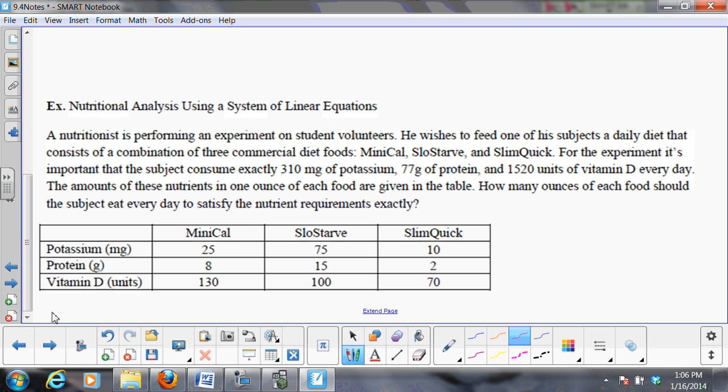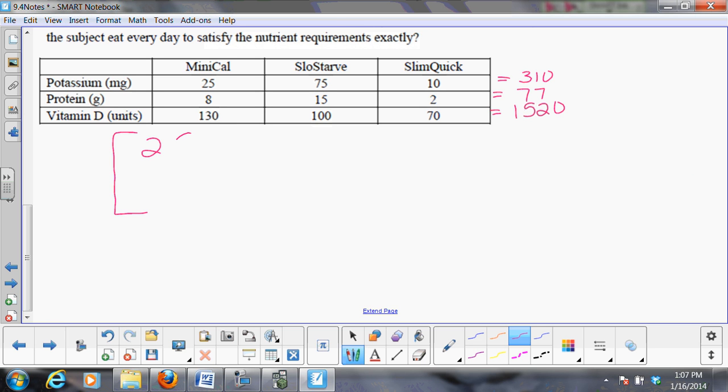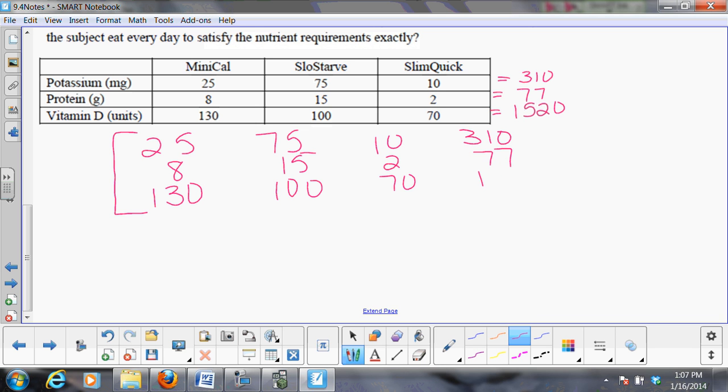So we have this nutritionist performing an experiment on student volunteers. He wants to feed them a daily diet, and it includes this stuff. I'm not going to read this all to you. So this is the part that we need. That's what they need to consume every day. Okay, so this has to equal 310, this has to equal 77, and this has to equal 1520. So actually that right there is our matrix. So this is like X, Y, Z, and this you would solve. We can plug this into our calculator.